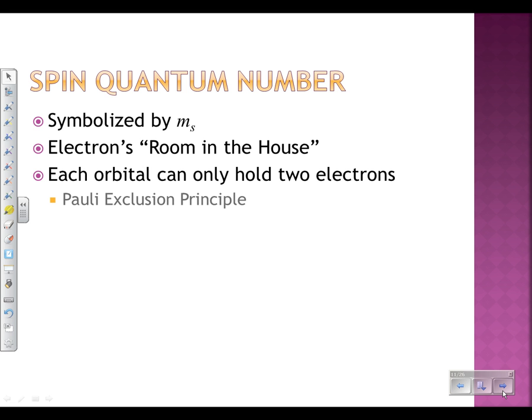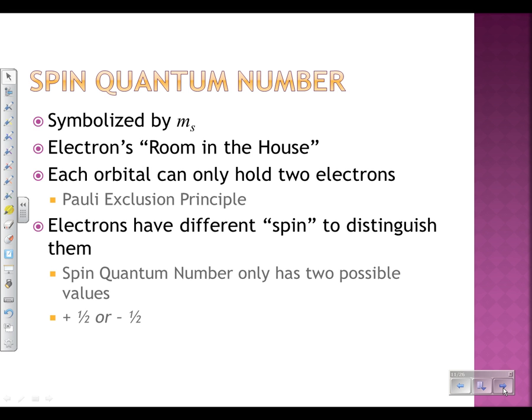Each orbital can only hold 2 electrons. We call that the Pauli exclusion principle, which we'll talk more about tomorrow when we talk about orbital diagrams and electron configurations. These electrons have different quote-unquote spin to distinguish them from one another. That means that there can only be 2 possible values for spin quantum number. We either call it +1/2 or -1/2. Does it really mean the electrons spin in opposite directions? No. All it's saying is we have to distinguish one part of this orbital from another part of this orbital.